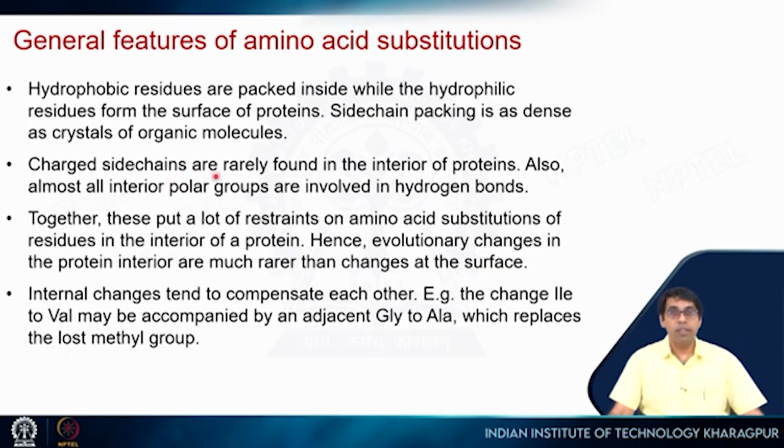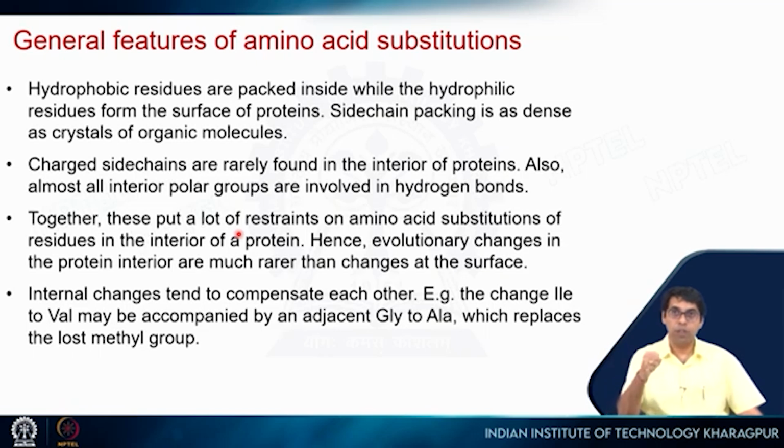So charged side chains are rarely found in the interior of the protein. Also, almost all interior polar groups are involved in hydrogen bonds. So these are some of the restrictions that we have for a protein structure. So together this puts a lot of restraints on amino acid substitution of residues in the interior of a protein. So residues in the interior will be harder to mutate than residues on the surface.